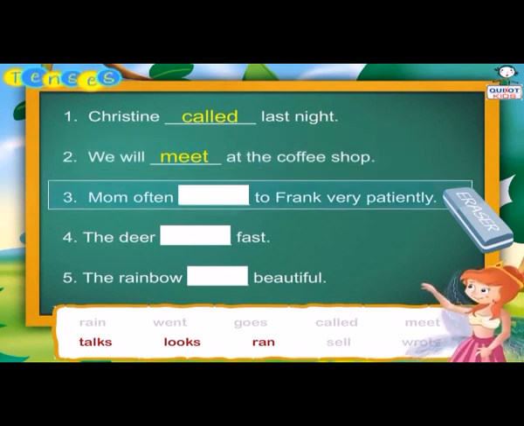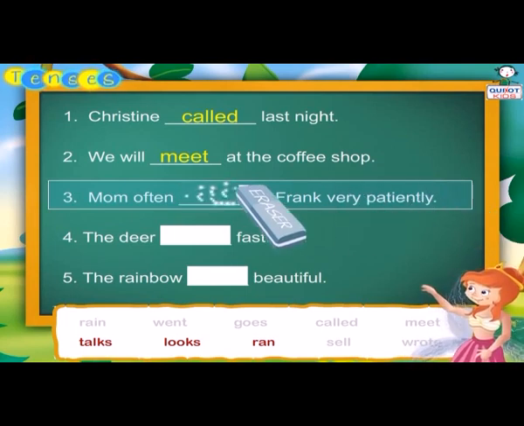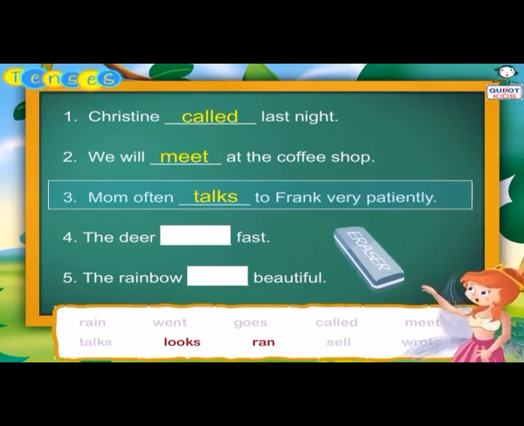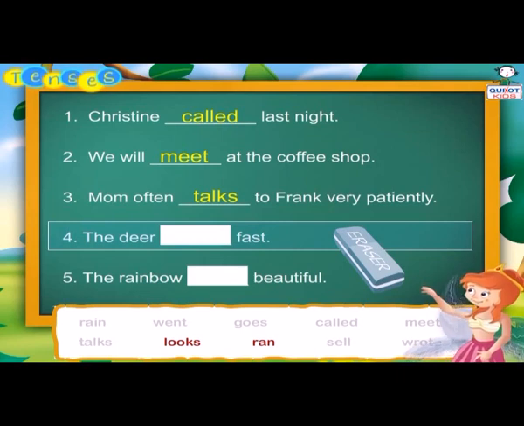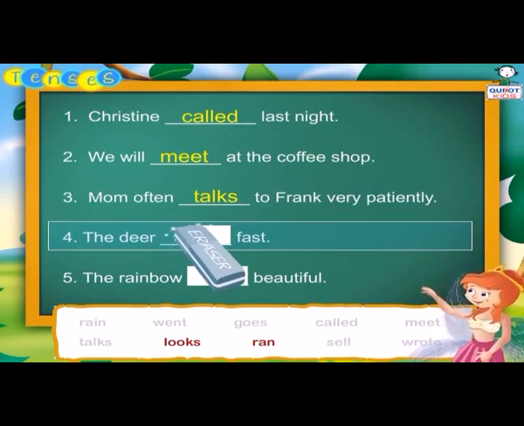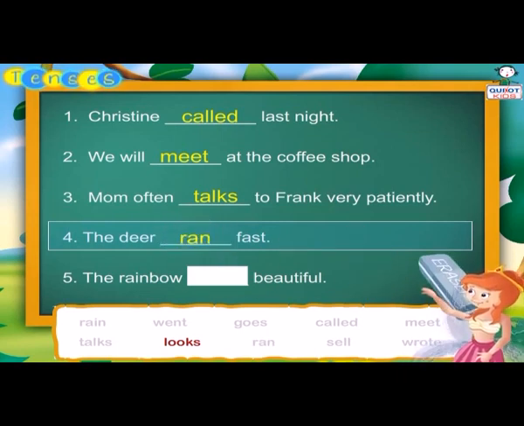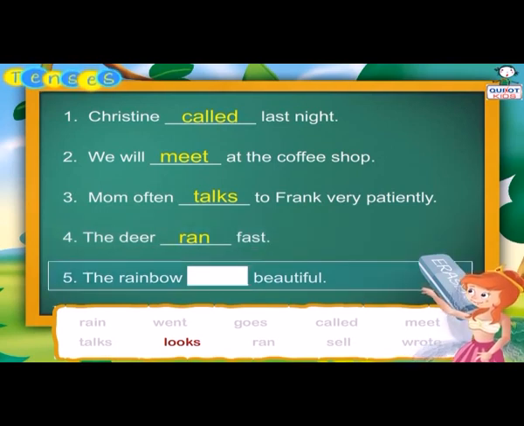Mom often dash to Frank very patiently. The deer dash fast. The rainbow dash beautiful.